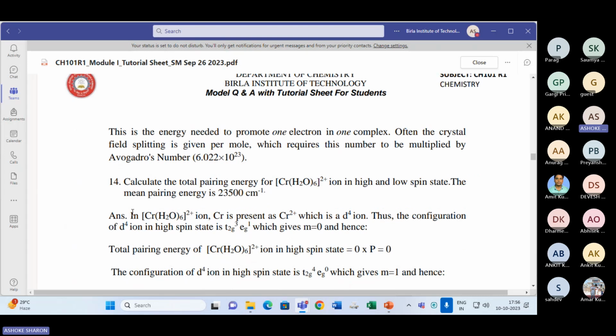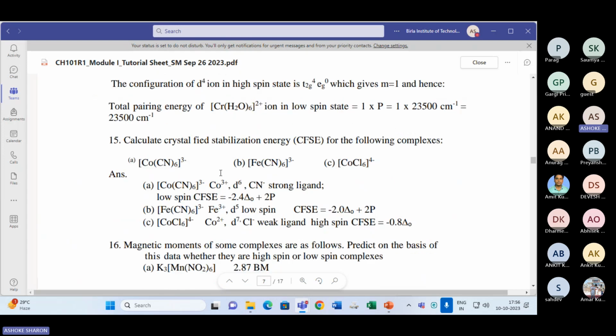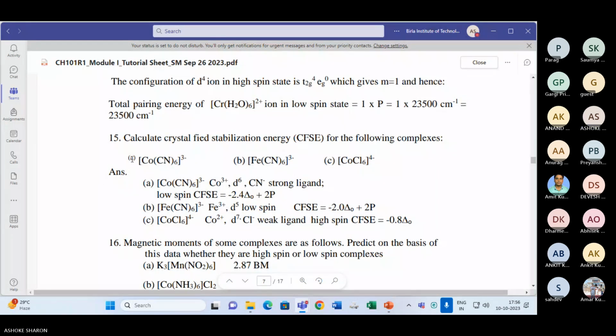Calculate the total pairing energy. You can find it by filling up the electrons. Calculate the CFSE value. First for cyanide. Cyanide is a strong field ligand, so a low spin one. Then its configuration will be all of them in the t2g6 electronic configuration. So -4 into 6, that is -24, that is -2.4 delta.